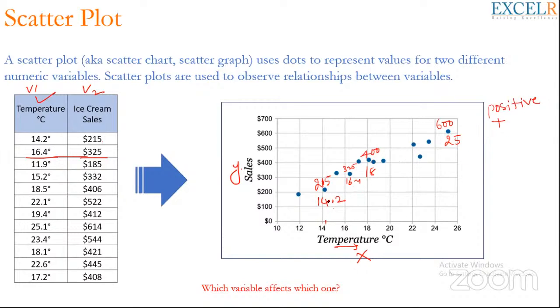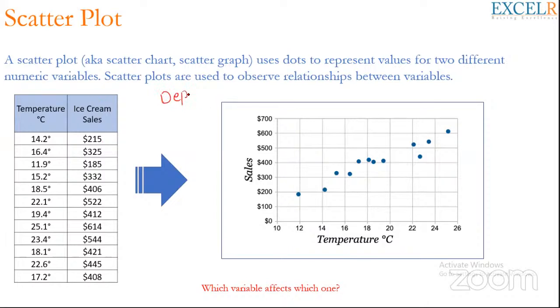Now, one more thing we need to understand. Out of these two variables, we will call one variable the dependent variable and the other variable the independent variable. One is dependent and one is independent. The dependent variable is affected by the other variable, and independent means it does not get affected by any other variable.